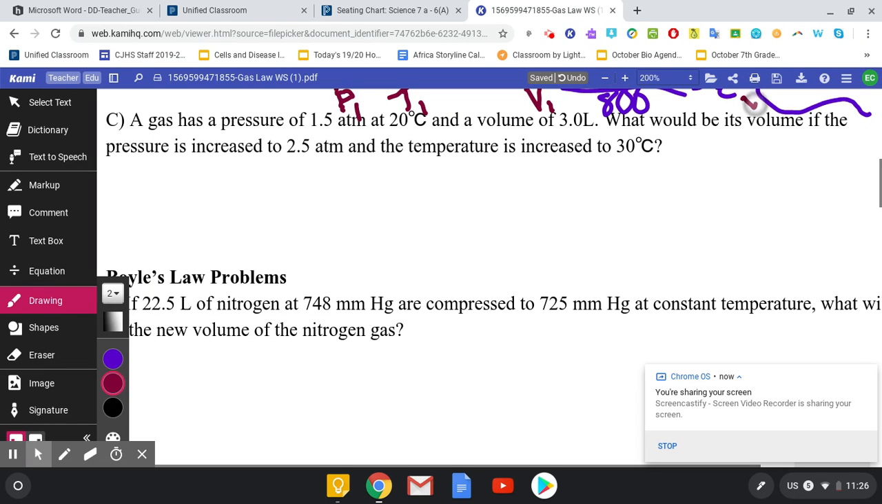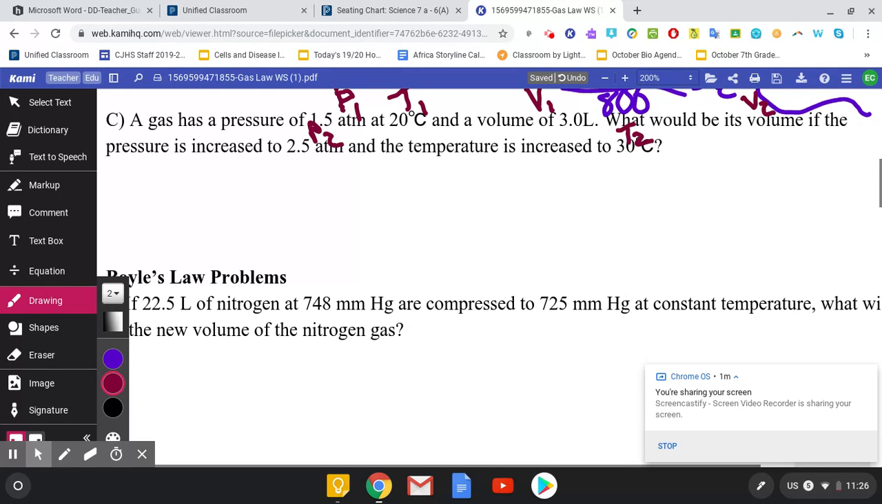So we're going to be looking for a volume 2 if the pressure is increased to 2.5 atm and the temperature is increased to 30 degrees Celsius. So now instead of 2 variables, we're looking at 3 variables. What that means is that we are going to be combining Charles' law and Boyle's law together. We are going to call that the combined gas law because we're combining them together. How creative and interesting is that?